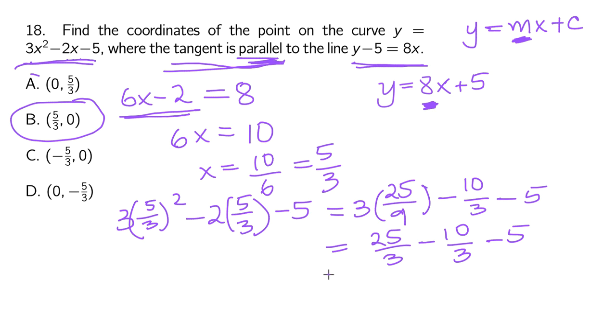And then what does this give us? 25/3 minus 10/3 is 15/3. 15/3 is the same as 5. So we know that this number is equal to 0 as expected. So we have more confidence in our answer that it's B.